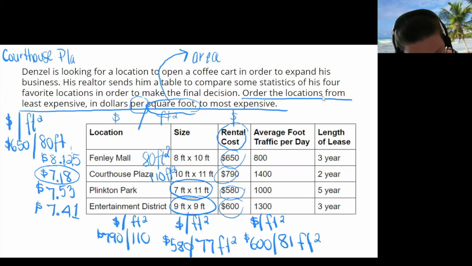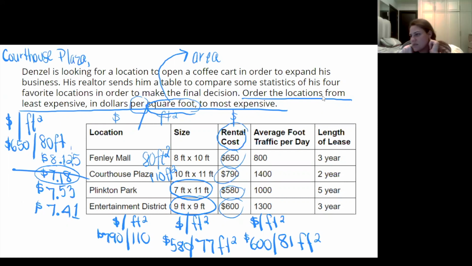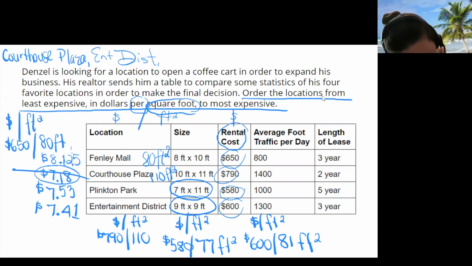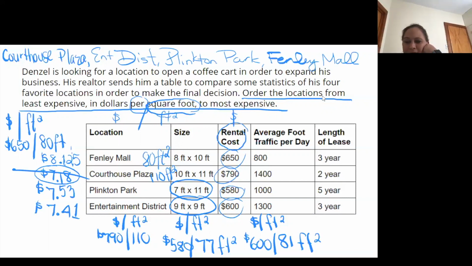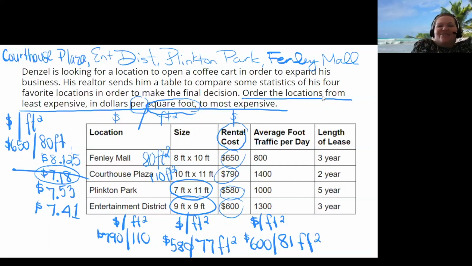Okay, so Courthouse Plaza is the cheapest. Then the next, Entertainment District. Next would come Plinkton Park. Dear Lord, when Kate makes up the names. And then finally, the mall is the most expensive location, which is probably why malls are closing all over. I know. Okay. Ooh, rude.